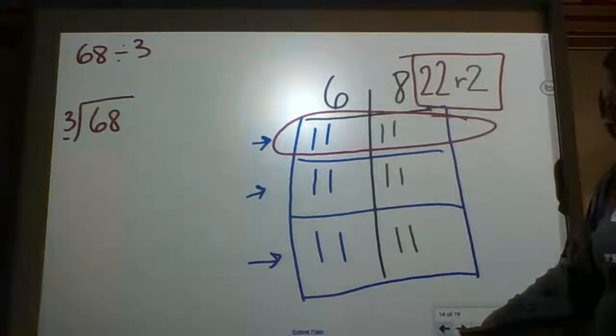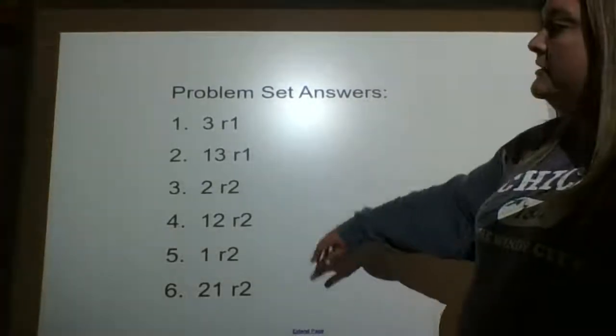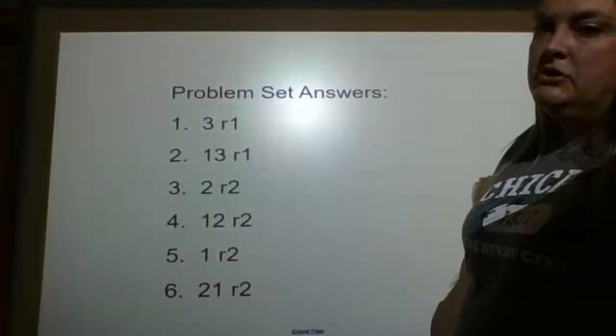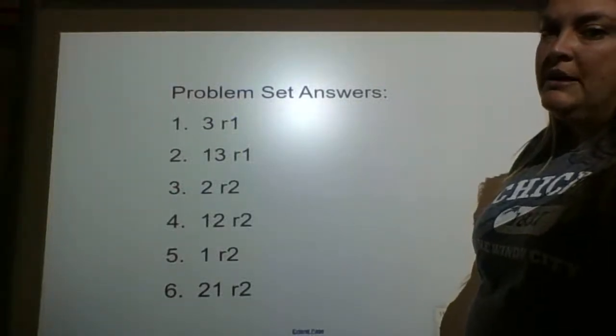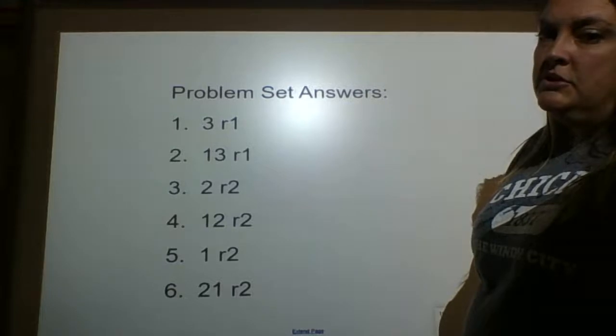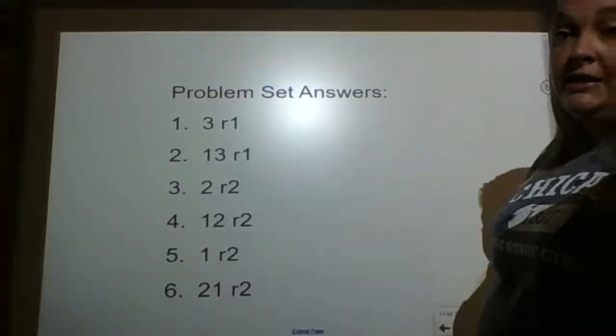All right, friends, thanks for doing the hard work of the problem sets. Here are the answers for today. Number 1 is 3 remainder 1. Number 2 is 13 remainder 1. 3 is 2 remainder 2. 4 is 12 remainder 2. 5 is 1 remainder 2. And 6 is 21 remainder 2. You can freeze it and look at these and check yours.